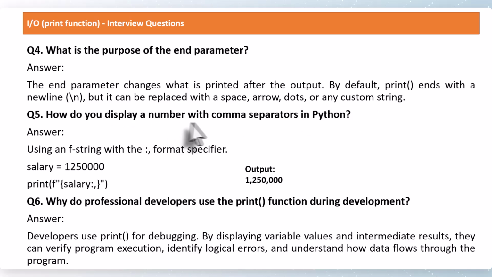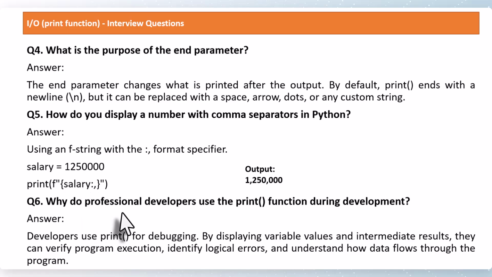How do you display a number with comma separators in Python? Here we are going to use an f-string. Now you can see salary equal to 125000. In this case, you can use print f, double quotations, salary variable name, colon, then you can use comma as a separator. The separator indicates that it will give you the number in a human readable form.